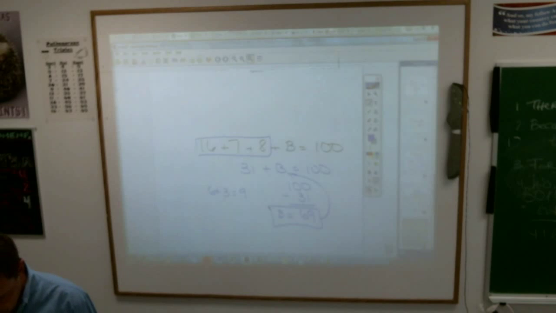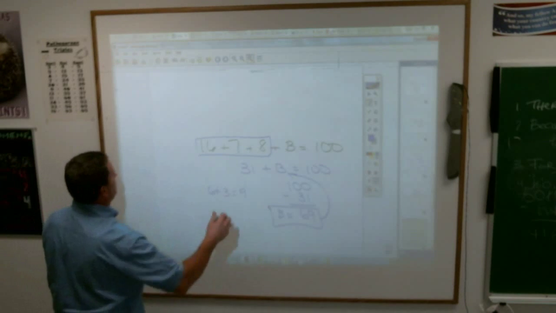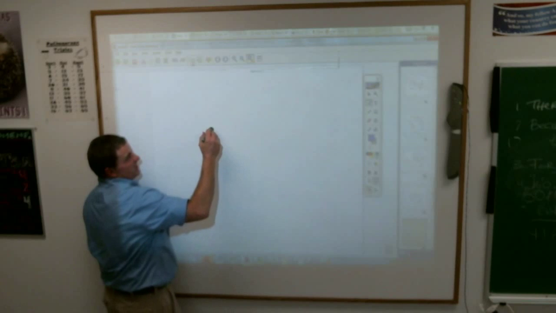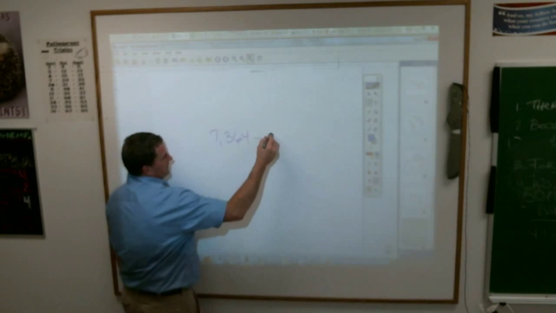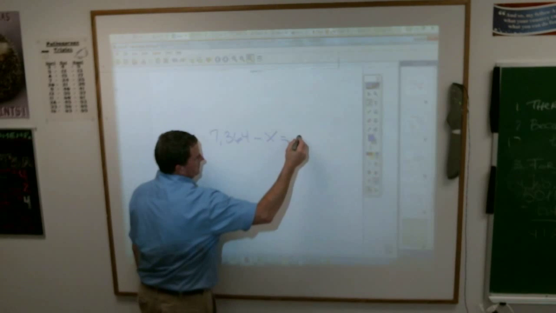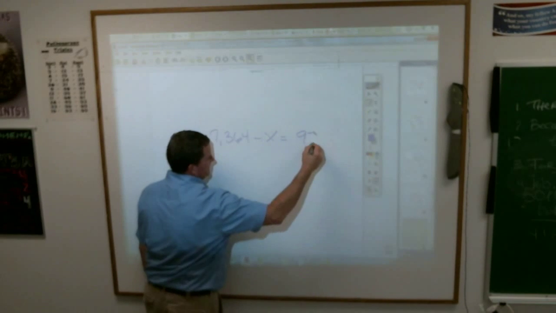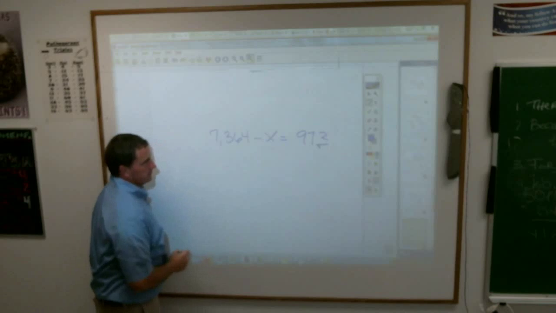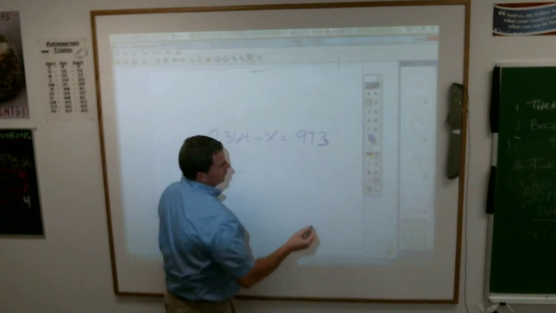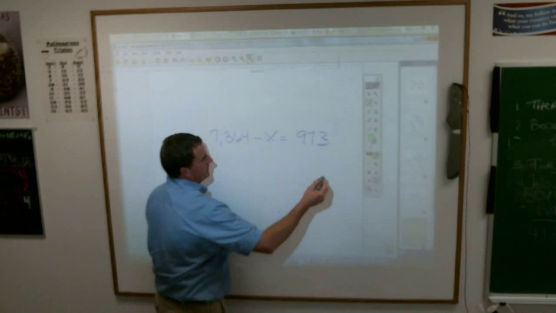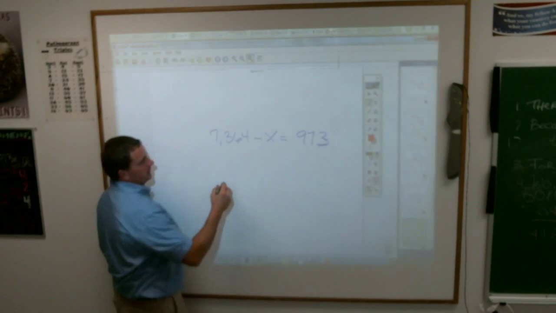Do you think they get any harder? Probably not. And it doesn't matter, it works like that for any problem. I could give you this: 7,364 minus x equals 973. What am I going to do there? Am I going to add or subtract them? I don't know. I didn't think of my easier problem yet.